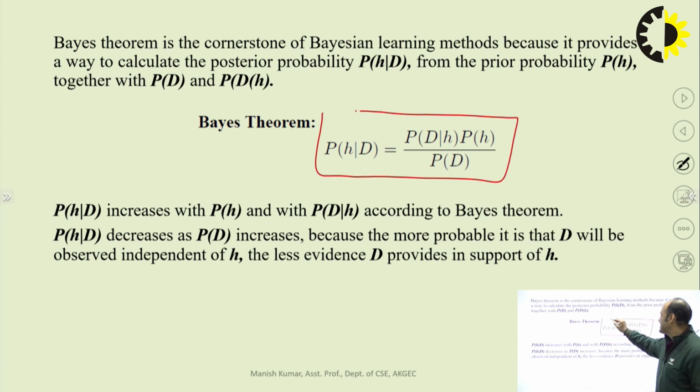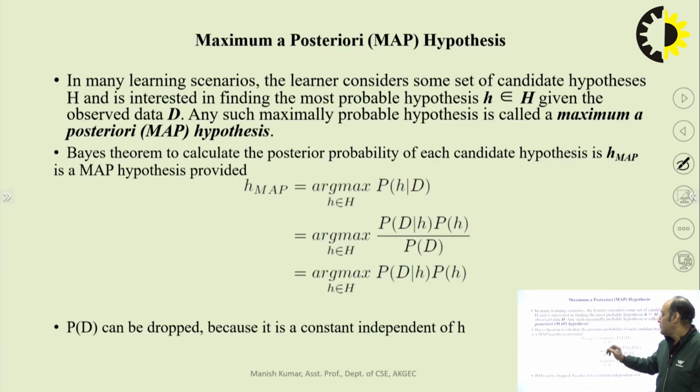So we have used this formula, P(h|D). Now the goal of Bayes learning: how can we apply Bayes theorem to find a hypothesis in machine learning? Based on Bayes theorem we can find out the most likely hypothesis, which is called the maximum posterior hypothesis. Now we are going to discuss the maximum posterior hypothesis, MAP.